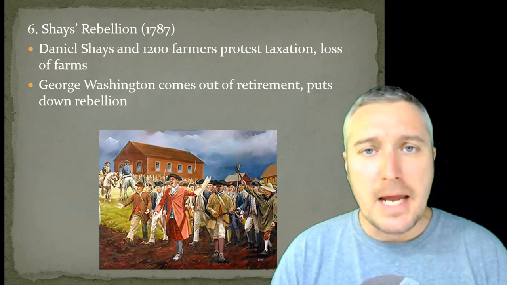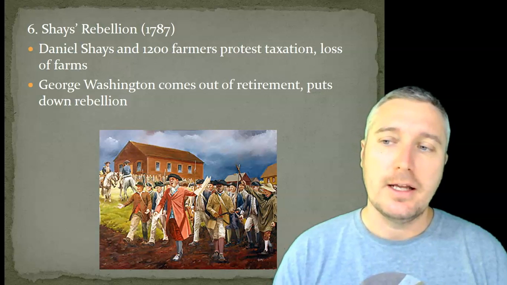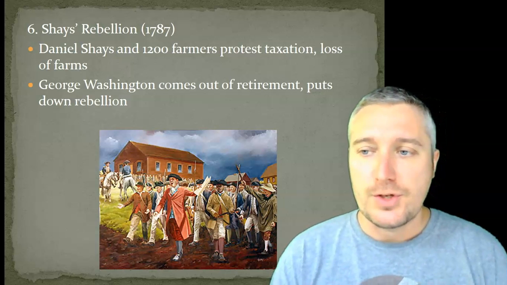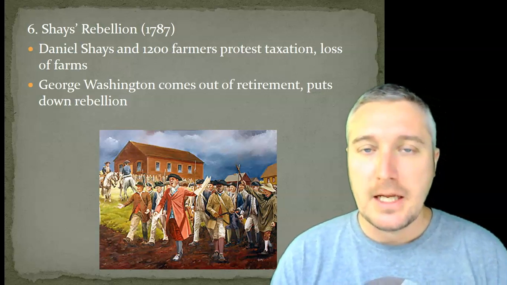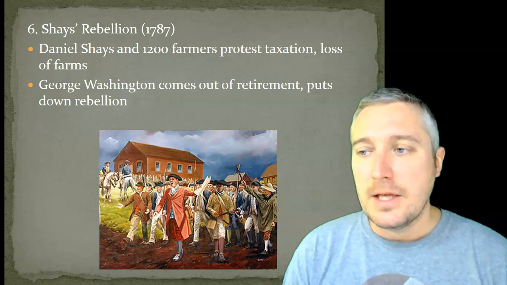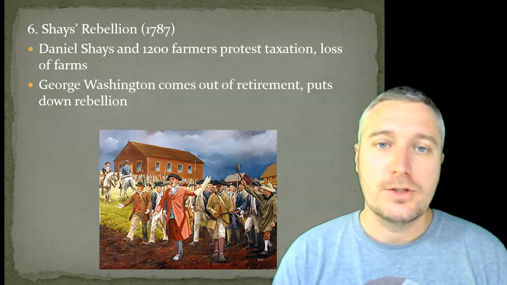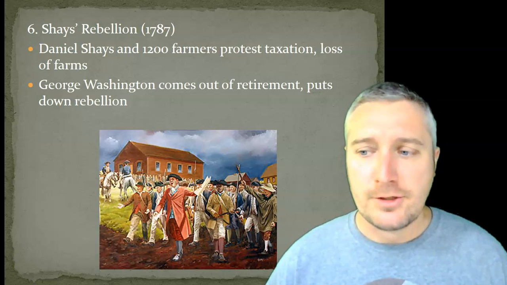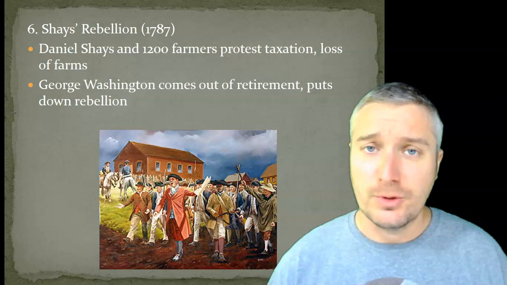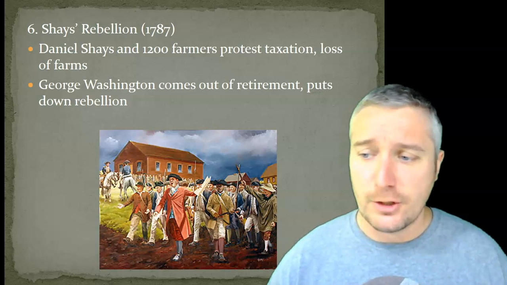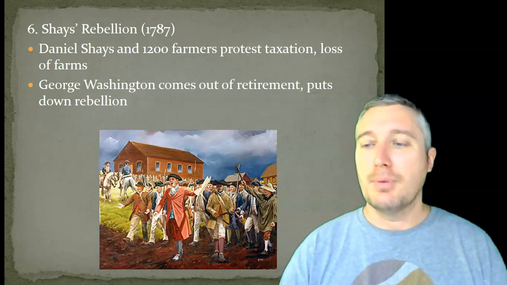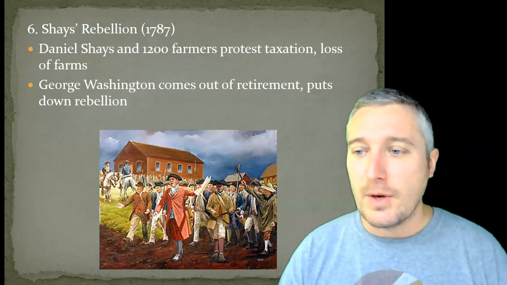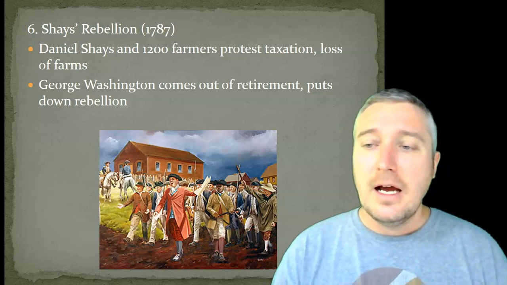There was some major unrest going on. In 1787, there was a full rebellion. A man named Daniel Shays would lead 1,200 farmers to protest taxation in western Massachusetts, which at the time was considered really the frontier. I mean, it's a very rural area, at least. Perhaps not the full frontier, but anyways, a very rural area.